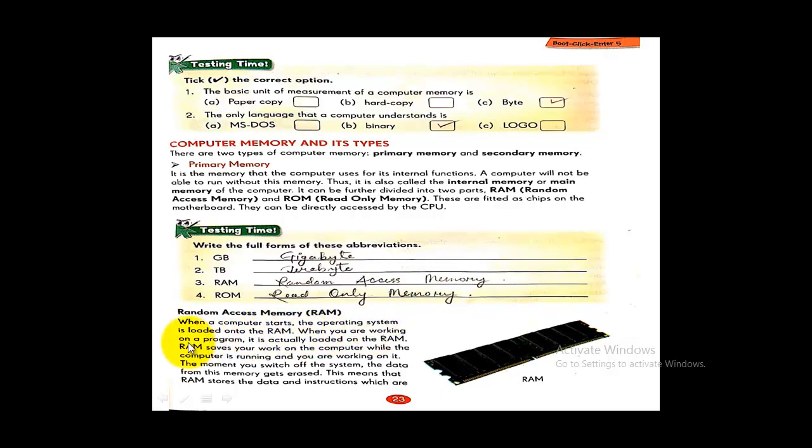When you are working on a program, it is actually loaded on the RAM. RAM saves your work on the computer while the computer is running and you are working on it. The moment you switch off the system, that is the computer, the data from this memory gets erased.